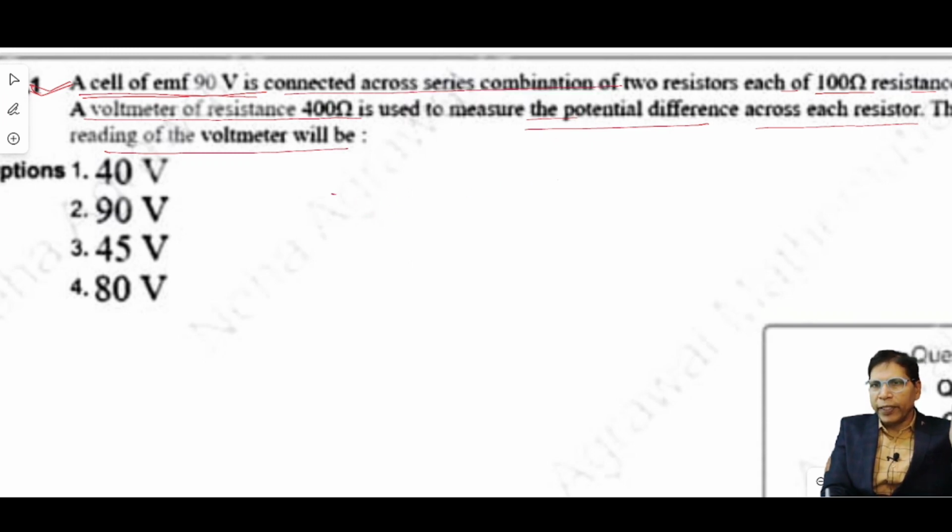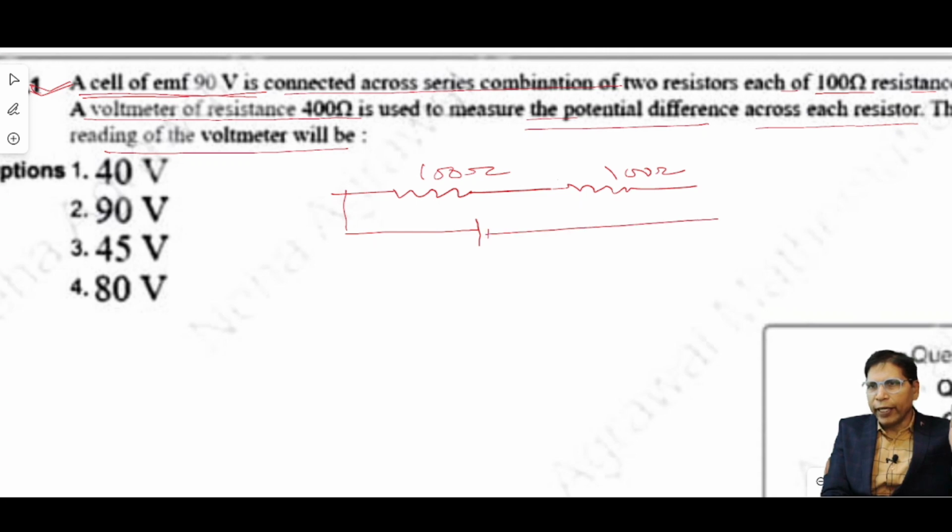Now, look at this combination. This is the 100 ohm resistance, this is also a 100 ohm resistance, and this is the EMF of 90 volt applied across this. Now a voltmeter, of resistance 400 ohm, is connected across the 100 ohm. Now what is the reading of the voltmeter?